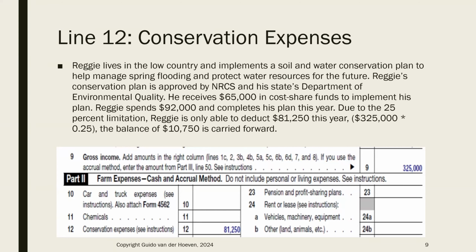So assuming that this is a 2023 return, he's going to be able to deduct $81,000 currently, and carry over $10,750 to 2024. There'll be some notation in his farm records to that effect. And then, all things being equal, he'll be able to deduct the $10,750 in 2024, thus recovering 100% of this soil and water conservation plan practice that he implemented in 2023.